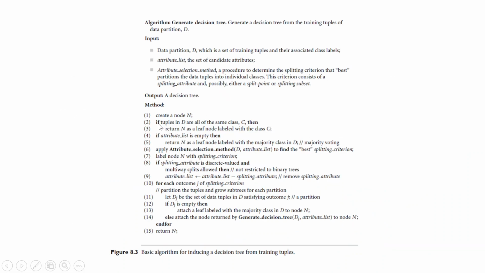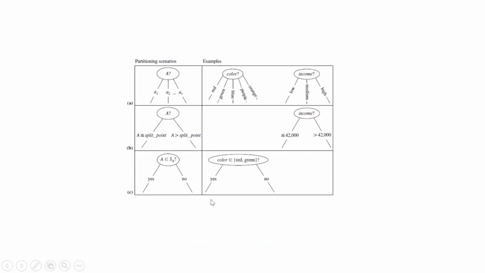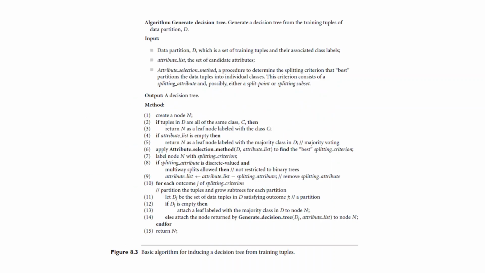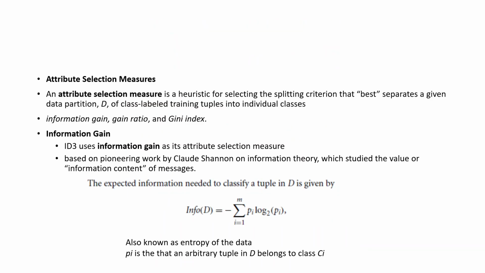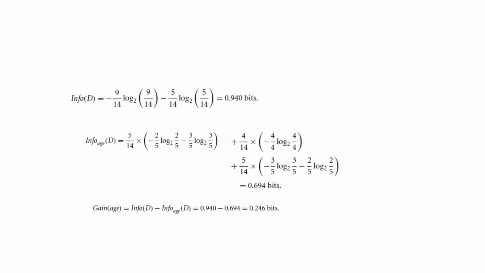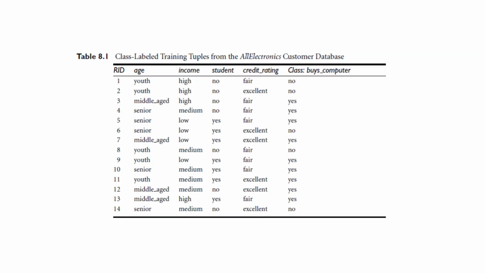We said that if tuples in D are all of the same class, then you stop, or if the attribute list is empty, we stop. So this is the process of decision tree induction using the ID3 algorithm. Maybe we will look at the example in class. So we'll stop here.